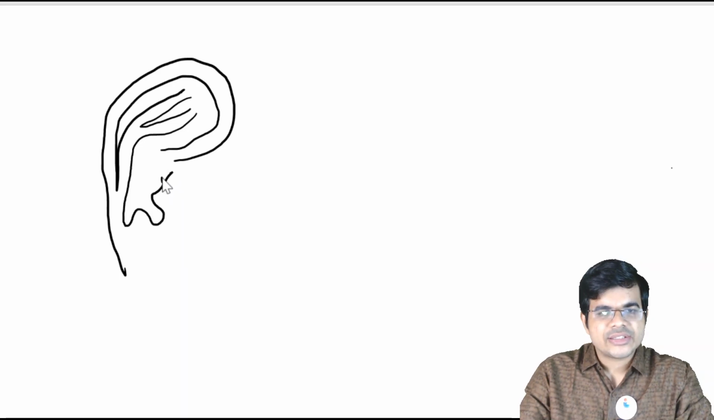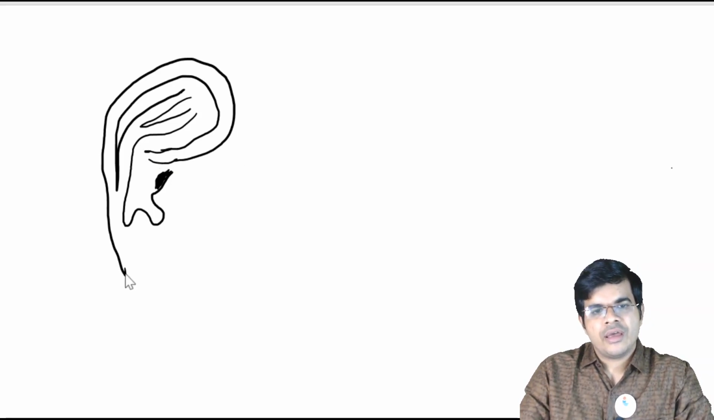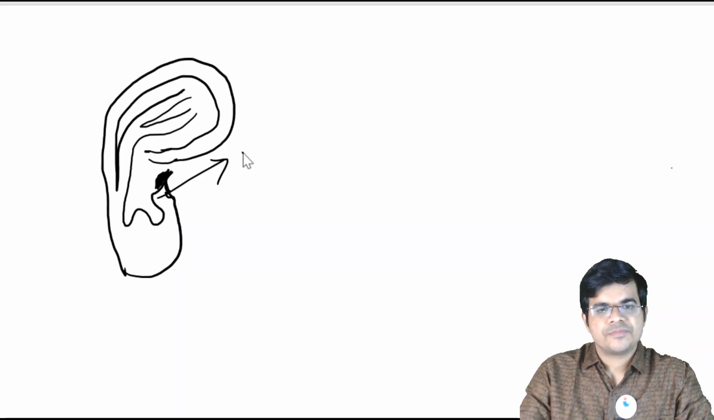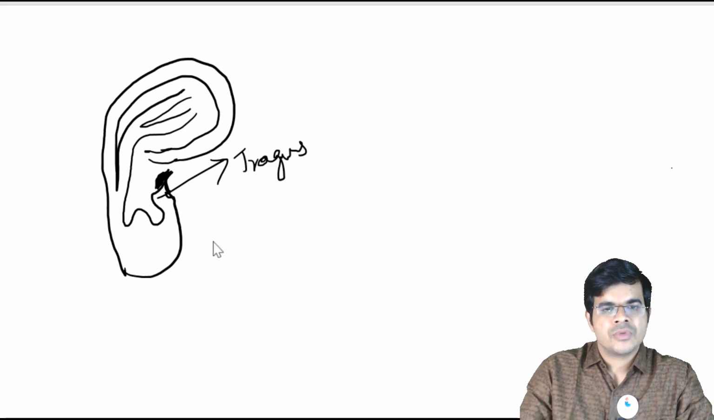Okay, and this tragus is actually covering the external auditory meatus, which is the opening to the external auditory canal. Okay, this is the external auditory meatus, and you have the crus of helix here. Okay, and this is the ear lobule. Okay, so this is the tragus. Here you have the ear lobule.